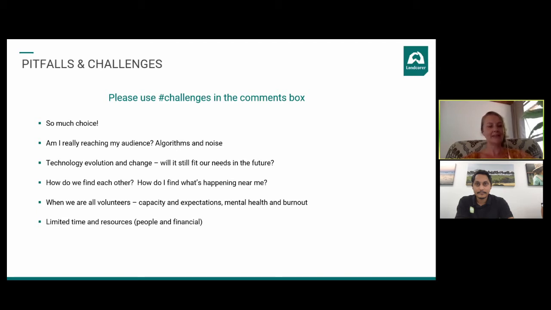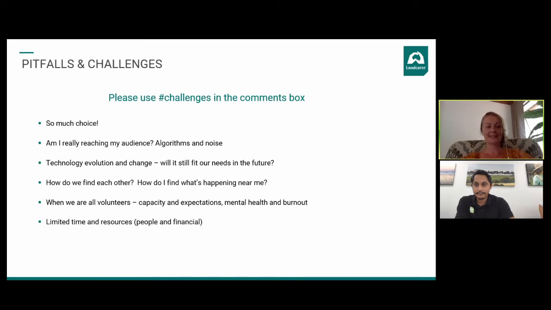And then there's also the challenge of technology evolving and changing. And if you look at, particularly in Facebook, that tool has evolved and changed so much in the last 10 years. So the question is, will it still fit our needs into the future as this technology evolves and is also meeting the needs of lots of different industry groups, lots of different communities, and is going to shift and change into the future without a doubt.